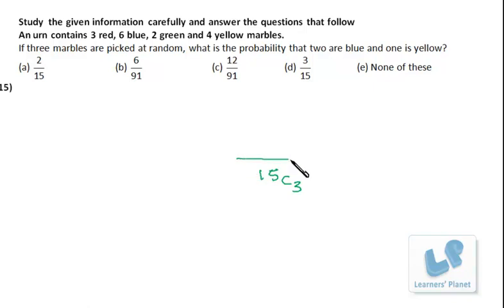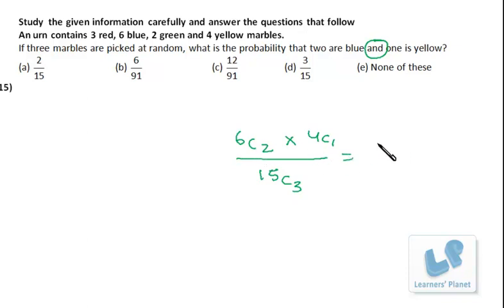Okay, now we have to select 2 blue and 1 yellow. That means in all we have to select 3 marbles. Out of them 2 should be blue and 1 should be yellow. Now how many blue marbles we have? That is 6, and from that we have to select 2. Simultaneously we have to select 1 yellow from 4 yellows. Okay, so we have to solve this.